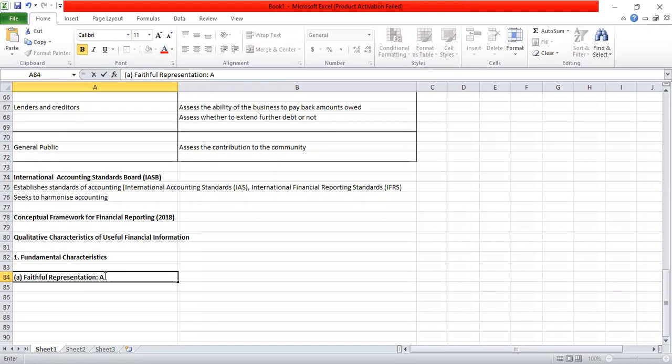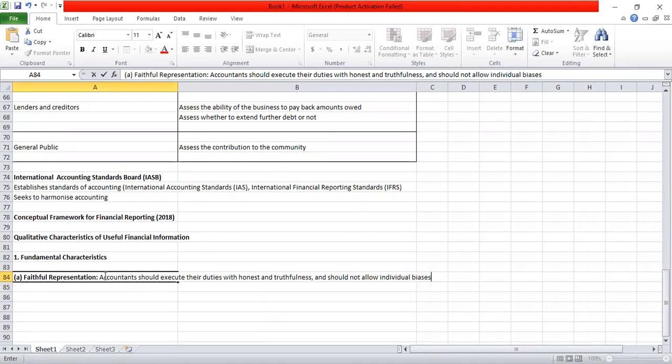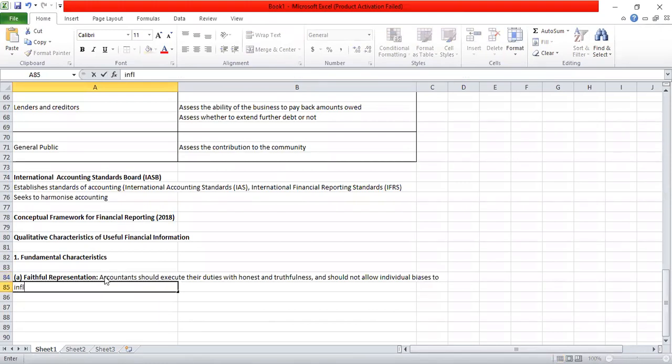So we're saying accountants should execute their duties with honesty and truthfulness, and should not allow individual biases to influence the preparation of financial information.